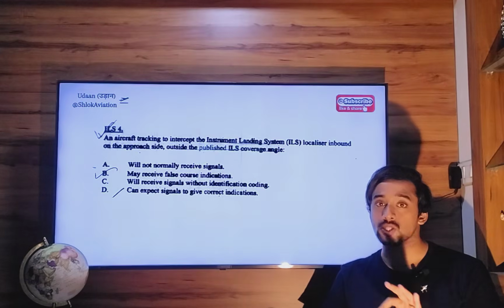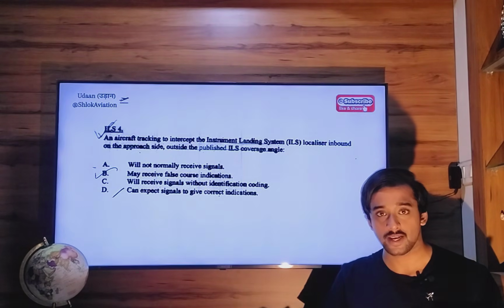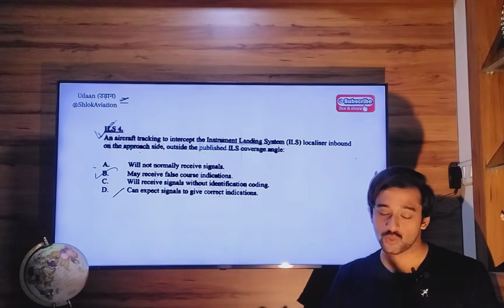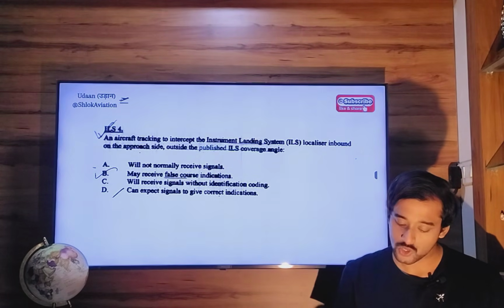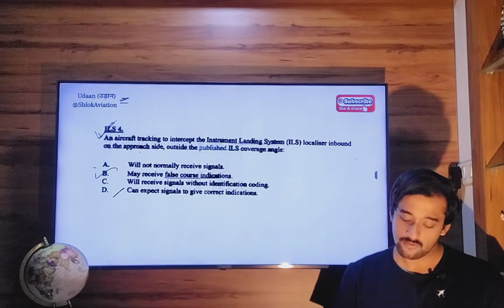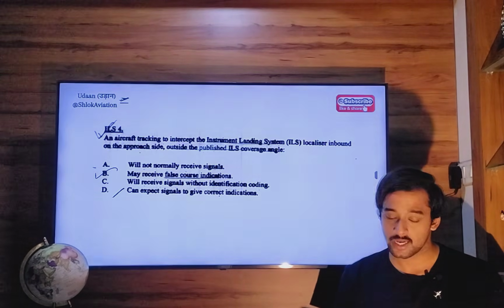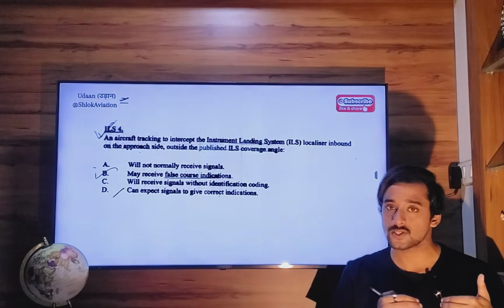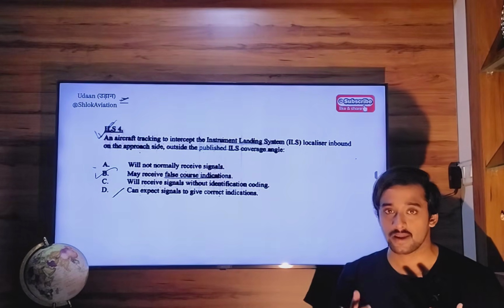May receive false course indications. So any aircraft outside the published coverage sector may receive the signals or may not receive. That's why option Bravo is the safest option. It may receive false course indications. Option A: will not normally receive signals, will receive signals without identification, can expect signals to give correct indications. So it may receive signals, it may not receive them, it will definitely receive the identification.